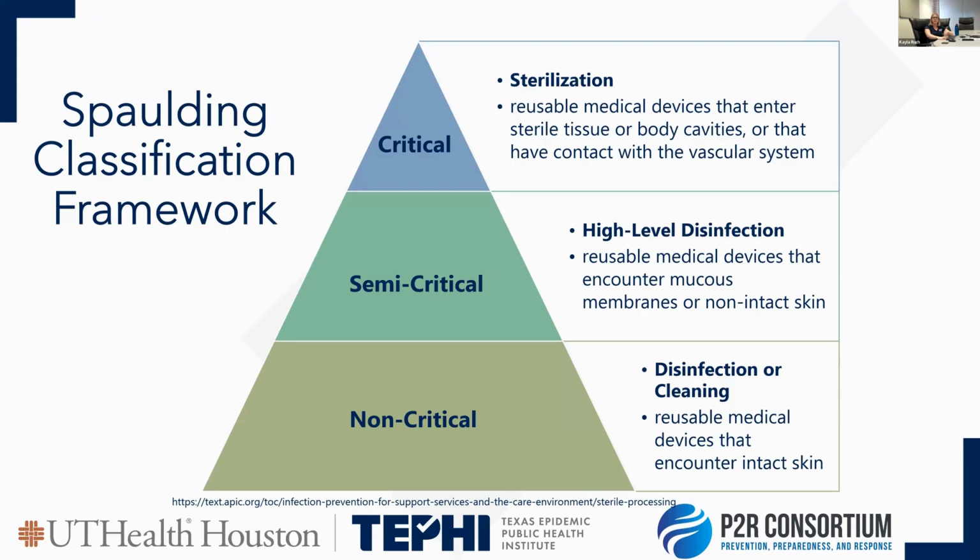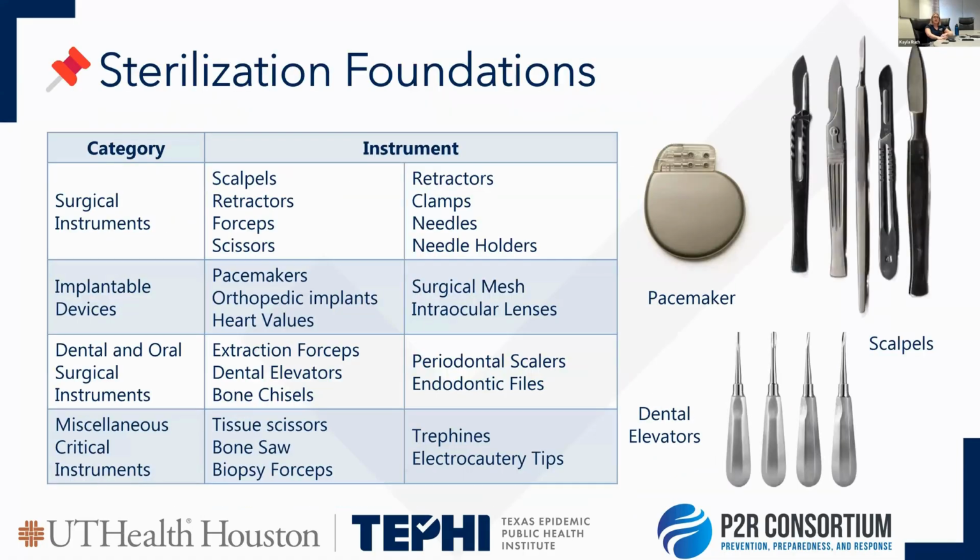Today's lecture, we're specifically going to talk about the critical items which require sterilization, and these are reusable medical devices that enter our sterile tissue or body cavities. So that's a lot of the things that we use in our ORs or any types of procedures. Anything that's coming into a sterile area or a body cavity requires a sterilization level and is deemed a critical item.